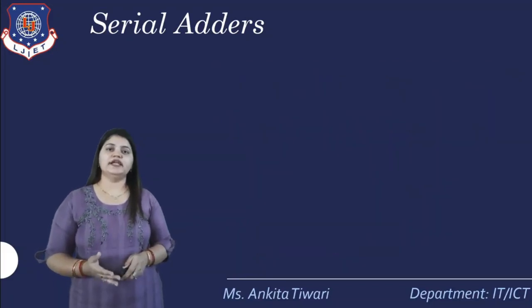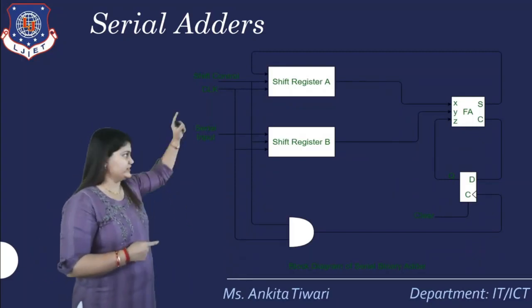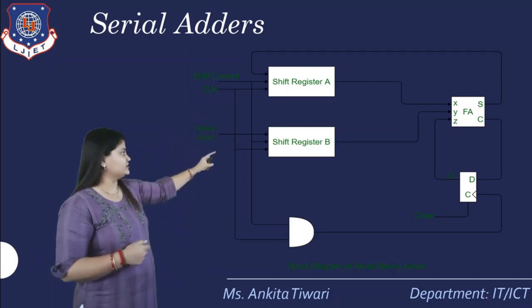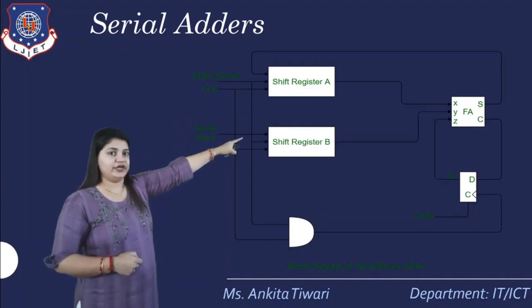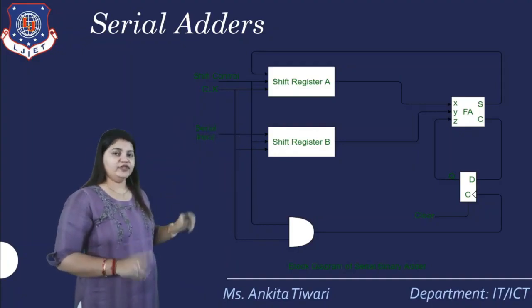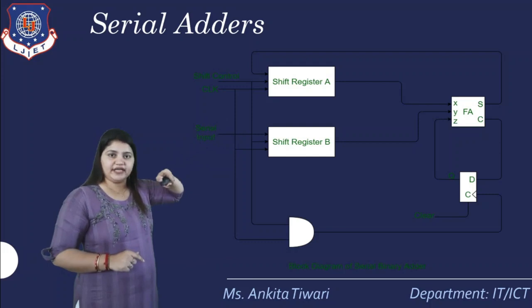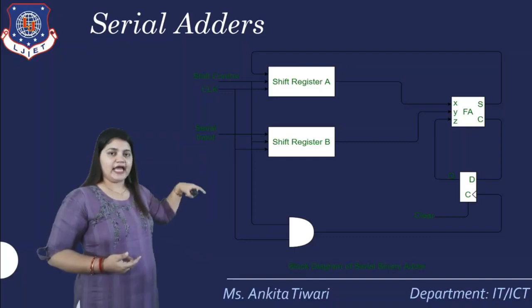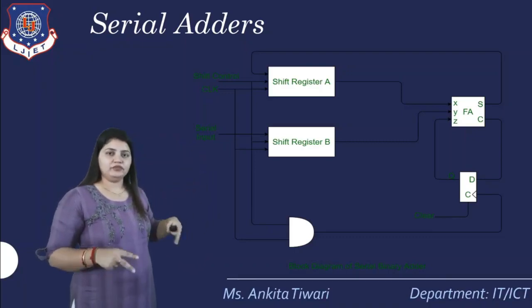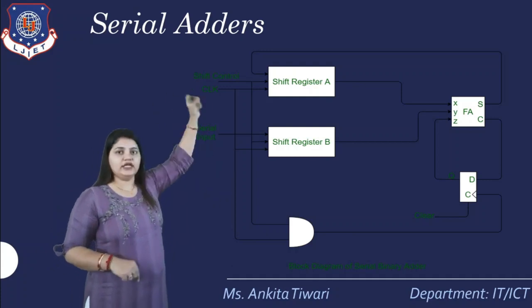As you can see from the diagram, the serial adder depicts first of all two registers, shift register A and shift register B, which are applied to the two inputs X and Y of the full adder. In the whole circuit we will be using only one full adder. So we have only one full adder where X and Y, the two inputs, are taken from shift register A and shift register B. At a particular time we give only one value of X and Y, in the form of A and B. So here, serial input A and serial input B.